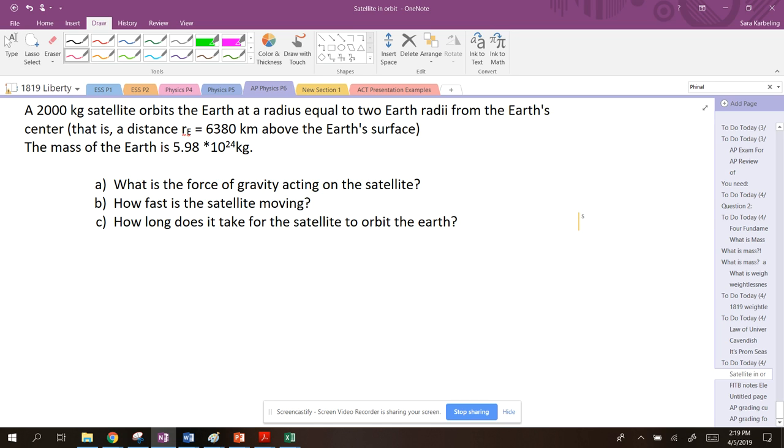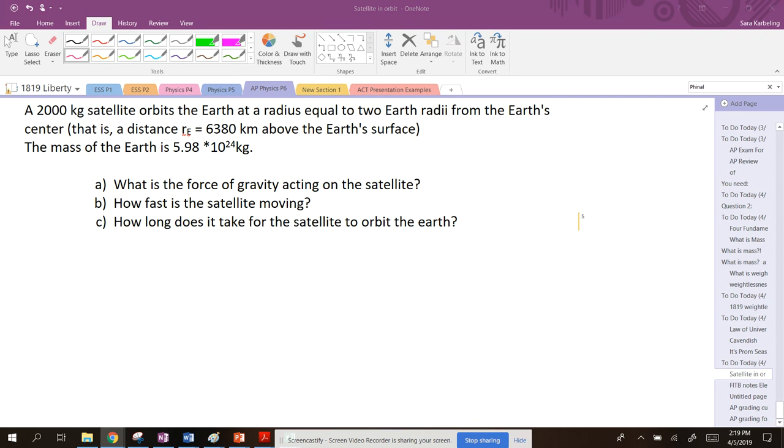Can I pause you for just a minute to make sure that we're all on the same page with part A? So part A is asking to find the force of gravity, that's Fg, right? And what was the equation that we came up with, thanks to Cavendish? What did we come up with? What is it?